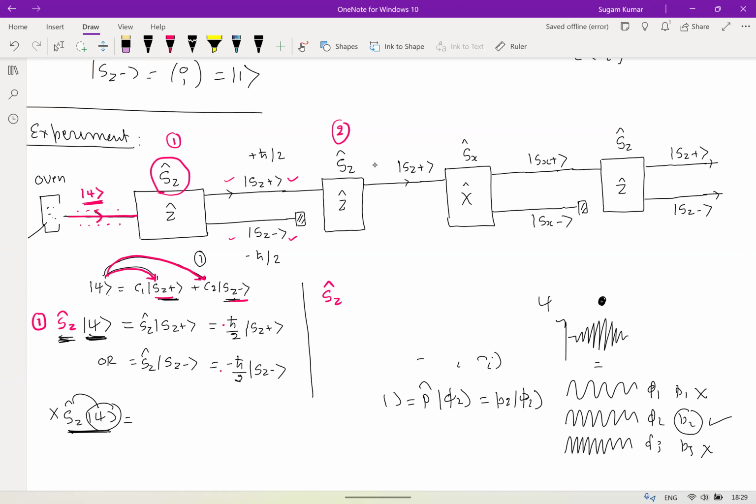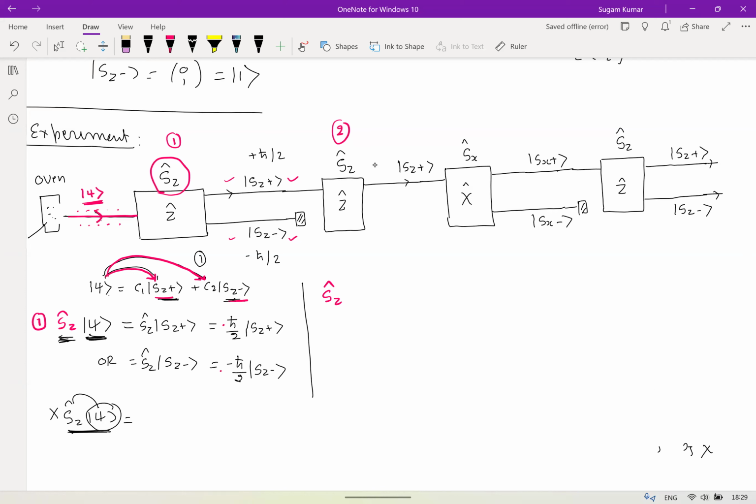Okay, fine. I'm actually thinking in terms of some mathematics. Like for example, let's say it is not a SZ. This is what I'm telling. This is not a simple multiplication.